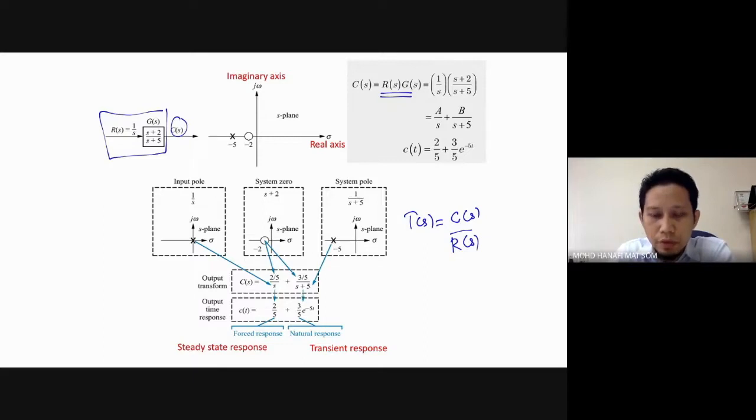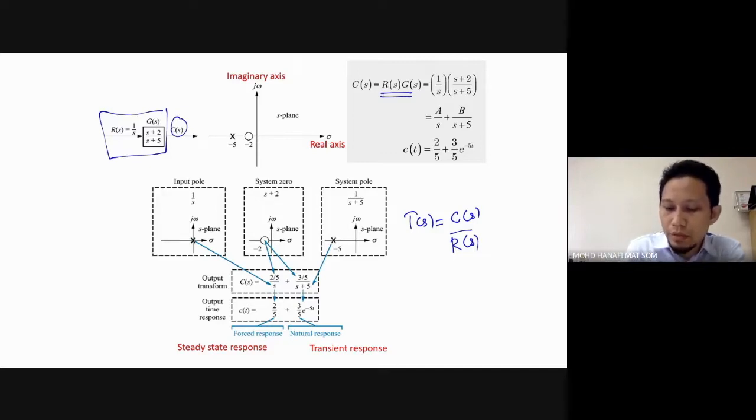And we put in all the parameters of the system. R(s) is 1 over s, G(s) is (s plus 2) over (s plus 5). So you can find the response in the time domain. The first step is to do the partial fraction, so you will find A over s plus B over s plus 5.